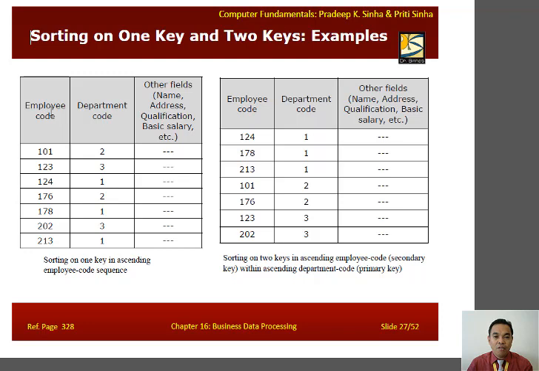This is an example of sorting by one key and two keys. In this area, this is an example of one key in ascending employee code sequence. So only this column, the employee code, will be arranged from lowest to highest because that is ascending code sequence. When you say two keys, what will happen if we have here employee code as the secondary key while the department code is the primary key? If we're going to arrange them in descending order, both will be arranged from highest to lowest. So this is an example of sorting by two keys.